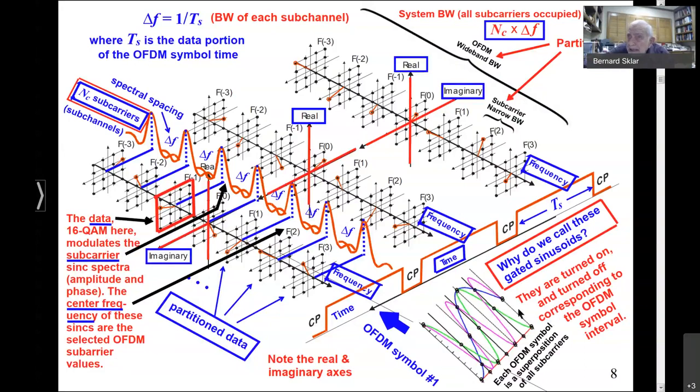Why are they called gated? Well, they're turned on and they're turned off. The sinusoids typically have an envelope which is rectangular. And that's why taking these sinusoids and taking their frequency response will give me sinc functions, because the basic turning on and turning off is a rectangle. So there's a lot going on here, let's look at this a lot more carefully.